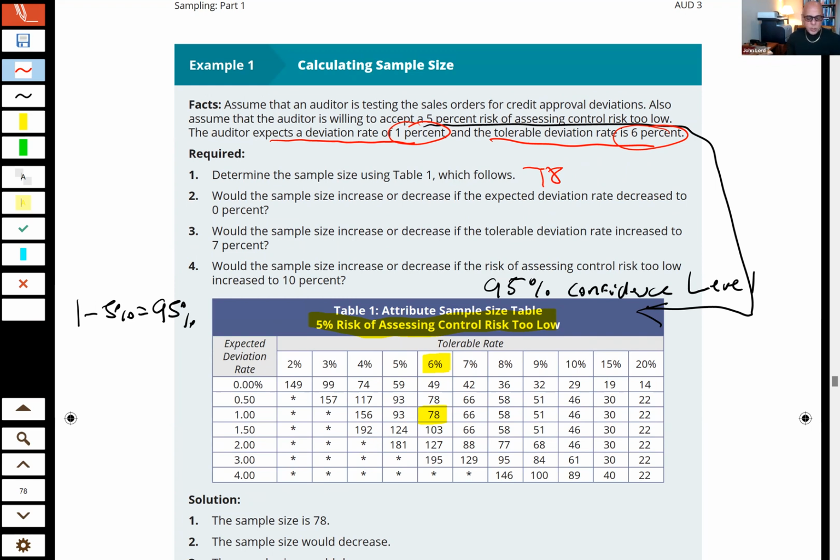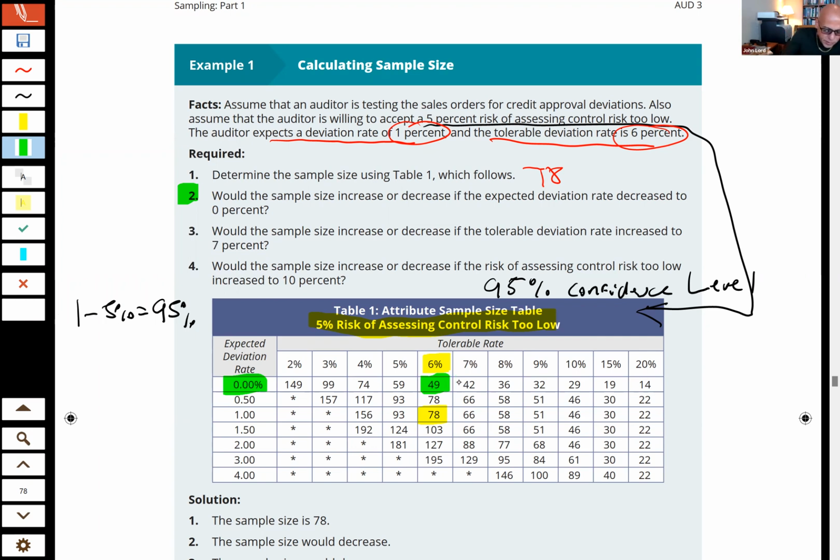Okay, then question 2 says, would the sample size increase or decrease if the expected deviation rate went to 0%? Don't look at the table, look at me. If it went to 0%, what do you think? Expected deviation rate has gone down. What's going to happen to sample size? It's going to go down. It's a direct relationship, right? Because I've had lots of previous experience with this client, and I think they're doing a good job, so I don't have to look at as many items.